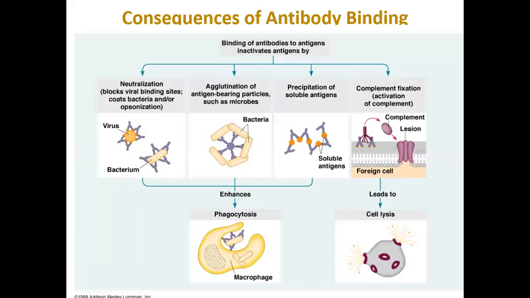So these are the consequences. They can be neutralization, precipitation, agglutination, or complement activation. In neutralization, the virus or microbe or antigen is neutralized, immobilized. In other conditions, you can see how it is held, and the other one stays soluble in the body. Then the other one is complement fixation, or activation of complement. This one is lysed and then destroyed.